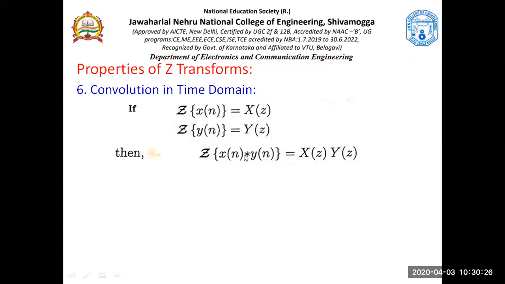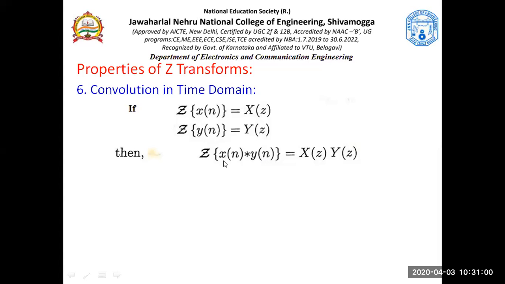See, this star operator that you're seeing here is actually the convolution operator. So this can be read as x of n being convolved with y of n, or this is the convolution of x of n and y of n. In which domain is the convolution being obtained?